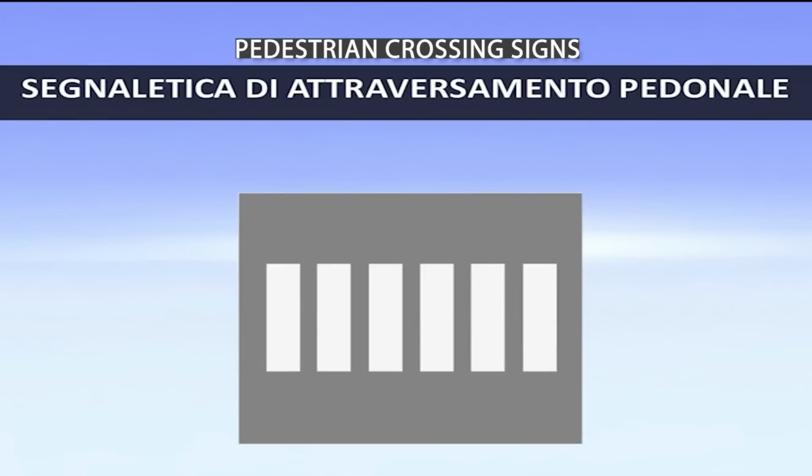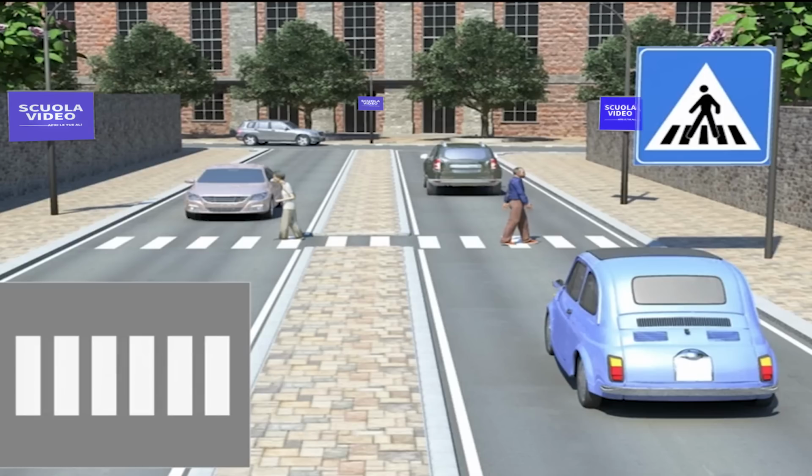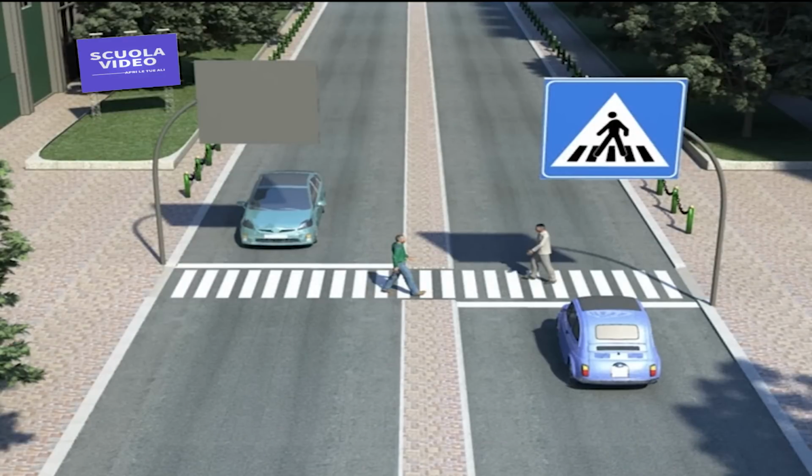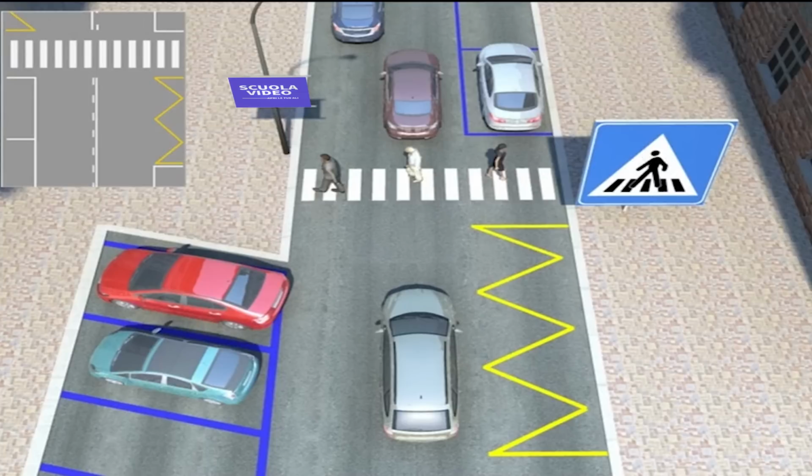Pedestrian crossing signs. This sign indicates, both inside and outside built-up areas, a pedestrian crossing where pedestrians have priority over passing vehicles. If placed on secondary extra-urban roads, it must be preceded by the pedestrian crossing danger sign and can be integrated with a special vertical pedestrian crossing sign and invites you to moderate your speed to give priority to pedestrians crossing. It can also be preceded on the right by a yellow zigzag stripe as shown in the figure, to improve the visibility of the crossing.